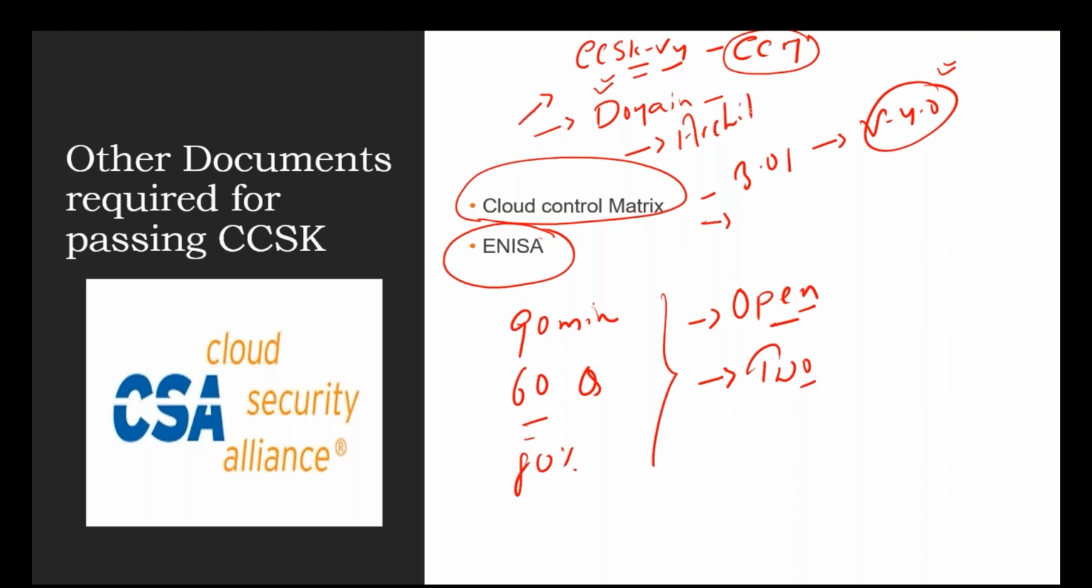Apart from that, under the CCM, you will get a question: what are the components that fall under the architectural relevance column? There is a column available under the CCM called architectural relevance, and the components that fall under it are compute, storage, network, infrastructure. So you will get options and you have to select one of them.